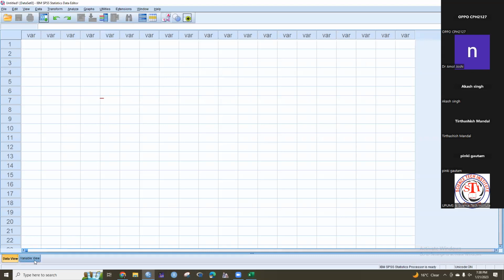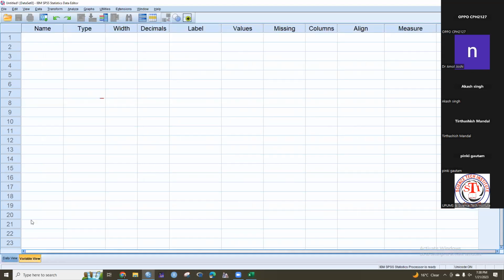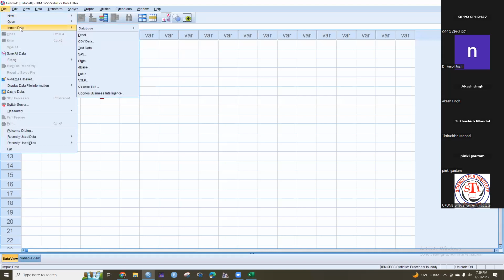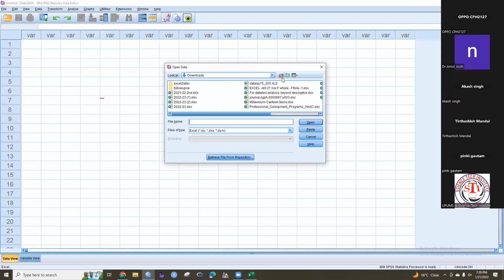But it has another beautiful tab at the bottom left, variable view. In the variable view the things are like this: name, type, width, decimal, label, values, missing, columns, something like this. Now what is the meaning of this? I will explain. First of all, I will try to call the data which is available in Excel into this file. So you should go to File and import data from Excel. Click on Excel and then go to the location of the data. The data is on the desktop, and it is called test. Then click open.